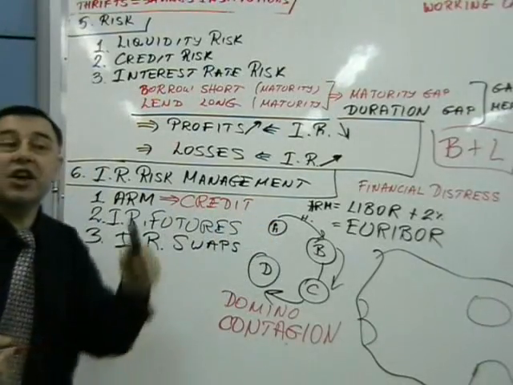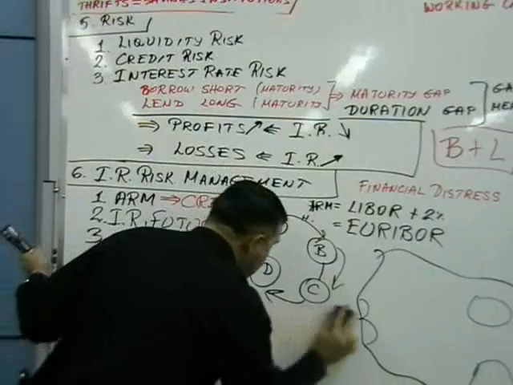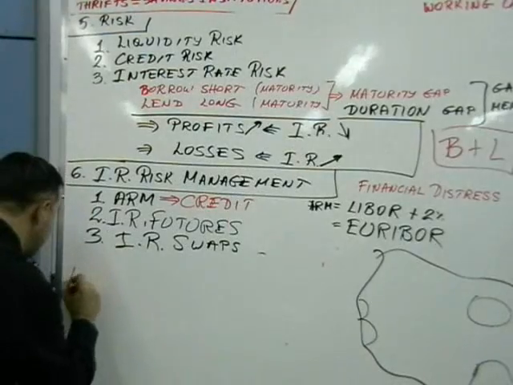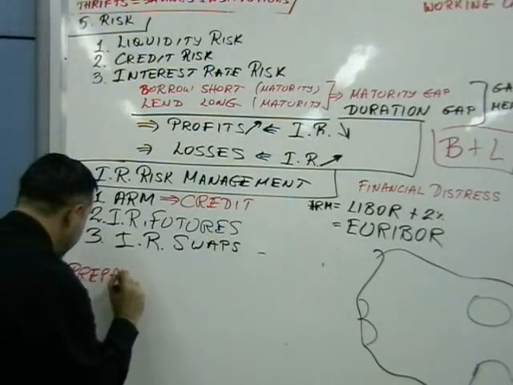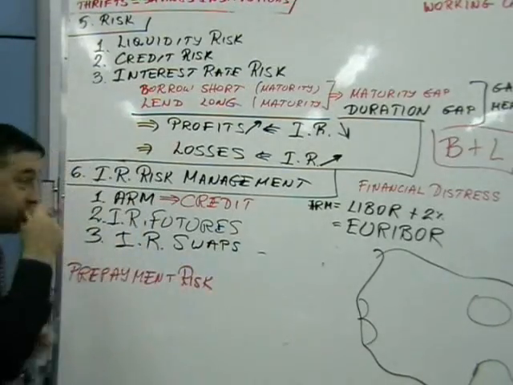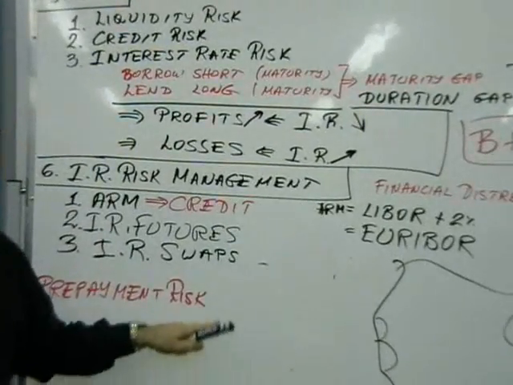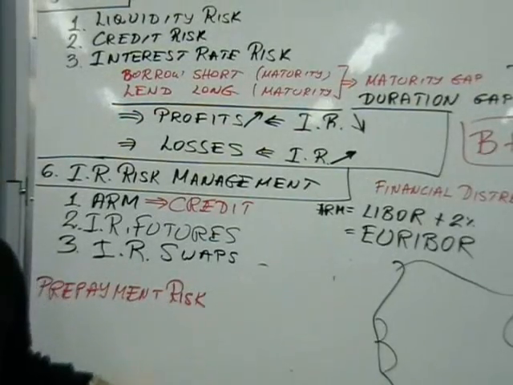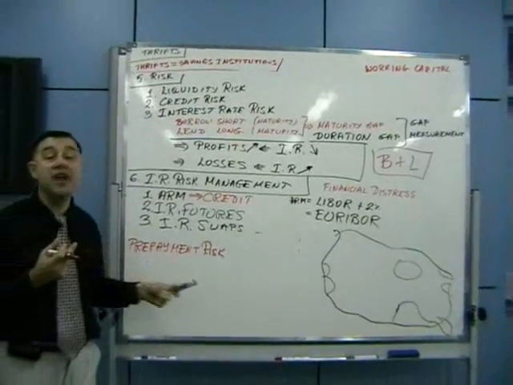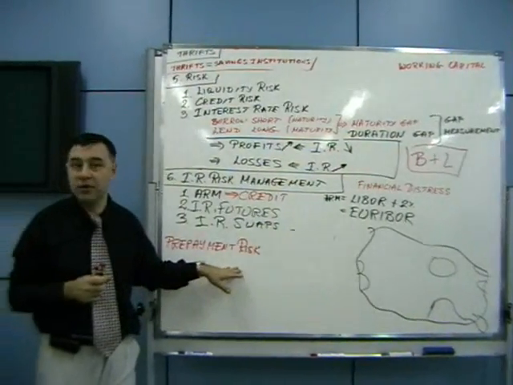Here is another type of risk known in finance as prepayment risk. Prepayment risk is the risk that the borrower will prepay their own loan in full early, and the lender will get the cash and possibly not be able to reinvest it at the same return with a comparable risk.